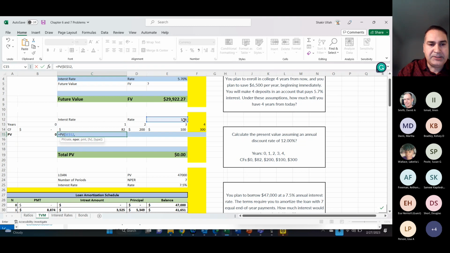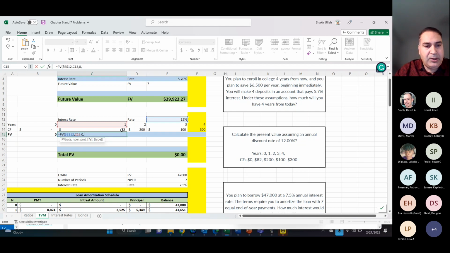Comma, number of periods. So the number of periods changes for each of these cash flows. For the first one, the number of periods is 1. For the second one, it is going to be 2. And for the third one, it is going to be 3. In payment, now remember, what Excel understands from the payment is that that's the annuity payment, which takes place the same payment at equal intervals. In this case, we're talking about a single value. We're discounting this 82 to the present. So payment in this case is 0. However, future value is 82.